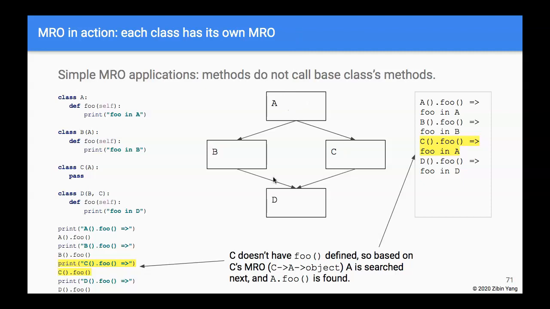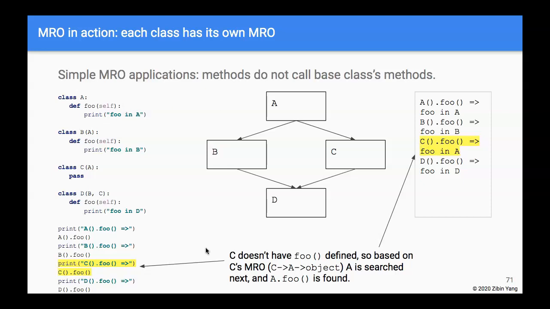So when we call C.full, it looks in C first. It doesn't find a full, then it looks in A, finds a full, then it calls A's full, and that's why when we say instance of C.full, it calls the full in A.